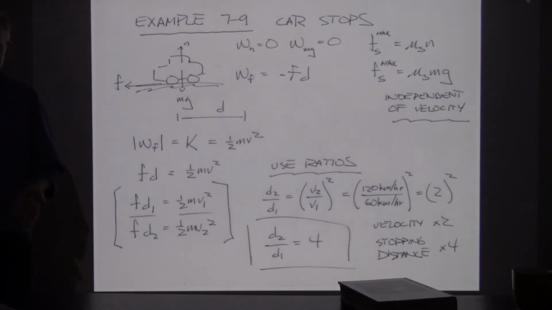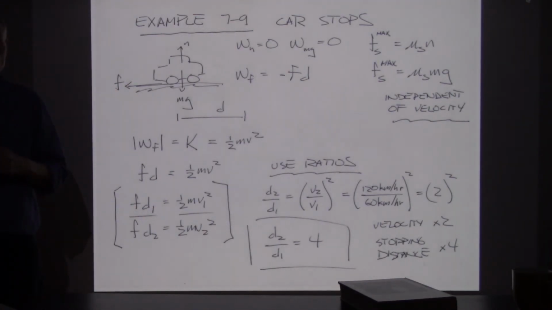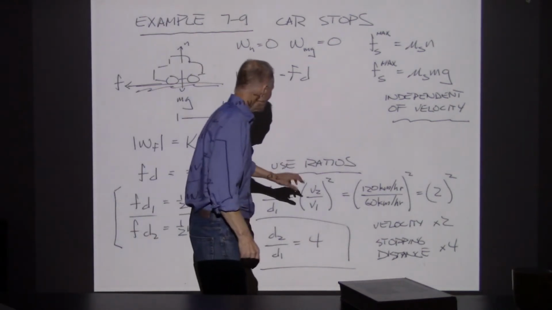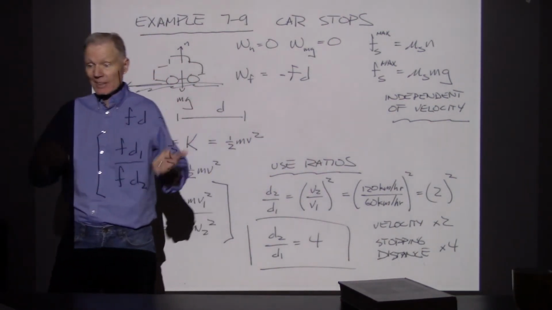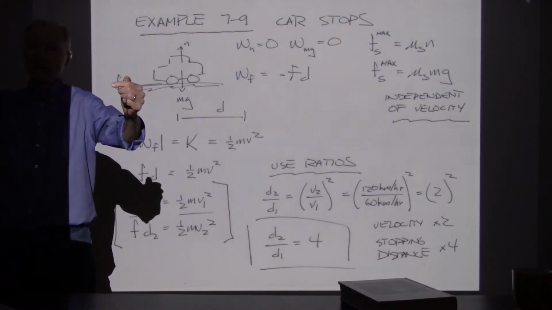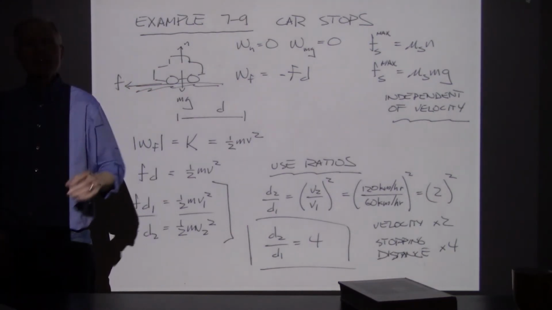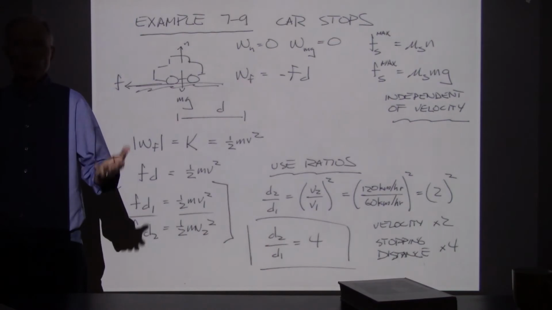I think that's one of the questions, right? Would they ask you if you're going twice as fast, how much additional stopping distance are you going to need? And it's going to be 4 times as much. So it's the square of whatever the ratio is for the velocities, and that's because kinetic energy depends on velocity squared, and when we brake, we're taking the kinetic energy away from the car, proportional to distance.